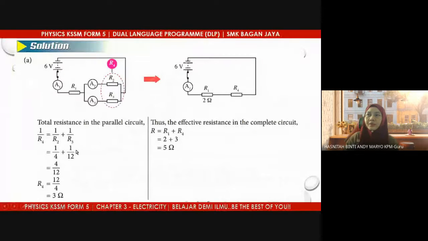In order to do this, first, you can simplify the circuit. Okay, so how to simplify the circuit? R2 and R3, we can combine into a single resistor, which is R4, as shown here. Okay, and now R4 is in series with R1. So how to find the resistance for the parallel circuit R2 and R3? This is how we can do the calculation.